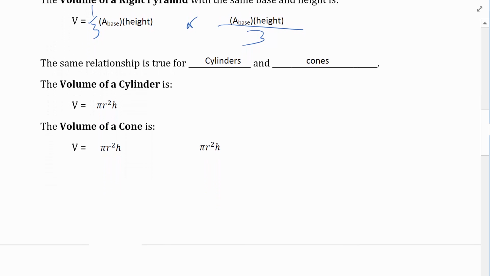The volume of a cylinder is the area of the base times the height. In other words, pi r squared times h. So what about the volume of a cone? It's 1/3 pi r squared h. Or again, you could say pi r squared h over 3.